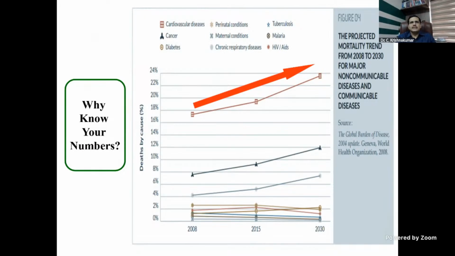So cardiovascular disease is still the leading cause of mortality. Hypertension can produce hypertensive heart disease, heart failure, myocardial infarction, cardiomyopathy, and also stroke. These all fall in the spectrum of cardiovascular diseases.